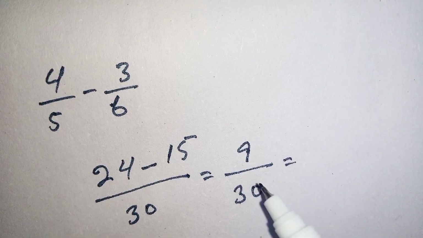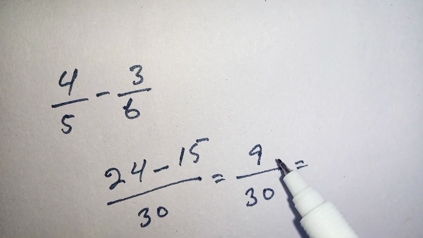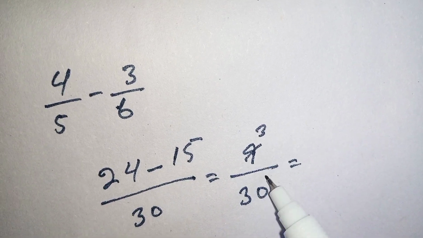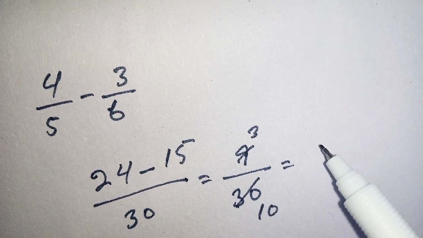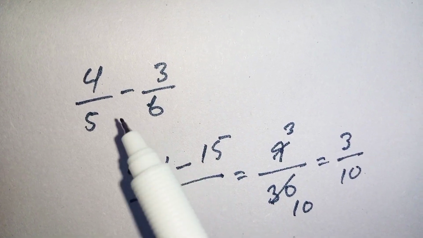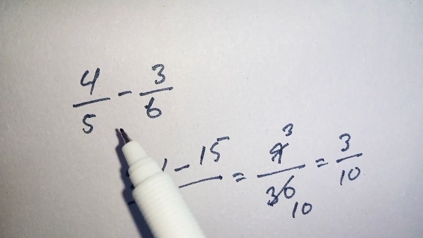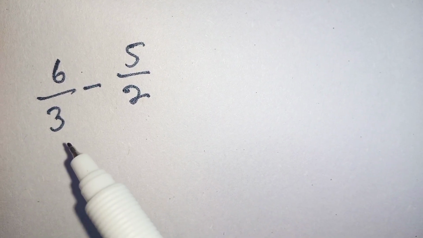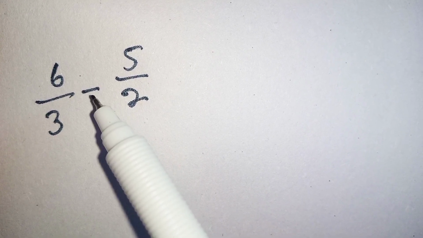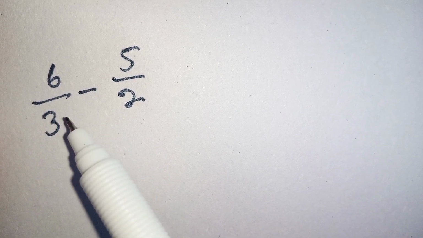Now we see that both 9 and 30 are divisible by 3, so we will write 3 times 3 is 9 and 3 times 10 is 30, so the answer will be 3 over 10. So we can easily subtract any fraction from another using this trick. Here we take another example with different denominators and a subtraction sign between them.